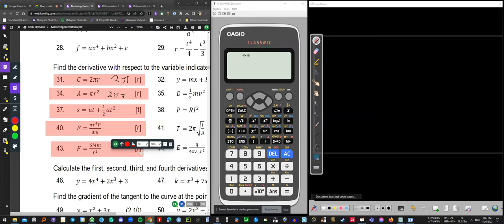Question 40 dah masuk banyak simbol yang pelik-pelik kan. So what do you do when you had to differentiate R sahaja, but then you have so many other weird symbols in the equation? You ignore lah, itu je. Because you want to differentiate F with respect to R, so you ignore what is not R. Itu sahaja. So your answer is, for number 40, dFdr equals to?